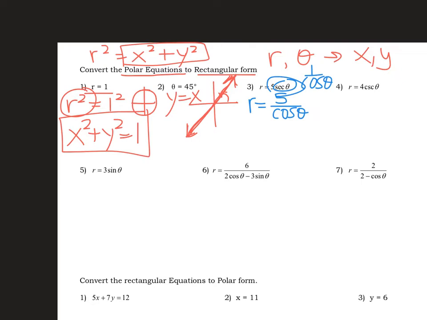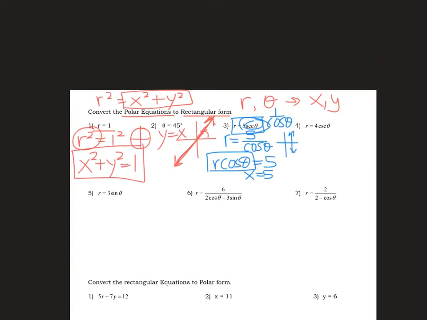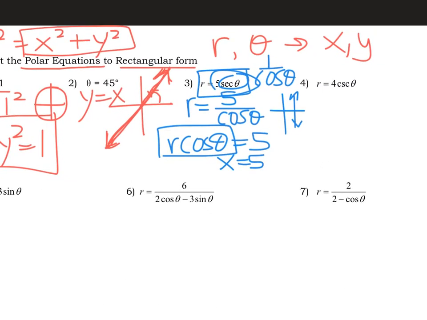So let's go ahead and multiply both sides by cosine. So we get r cosine theta equals 5. Well, where have you seen r cosine theta? Instead of r cosine theta, it's x equals 5. And what is x equals 5? That's just a vertical line. I know, this r equals 5 secant theta is a vertical line. You could graph that in your calculator if you wanted to, when you're in polar graphing.